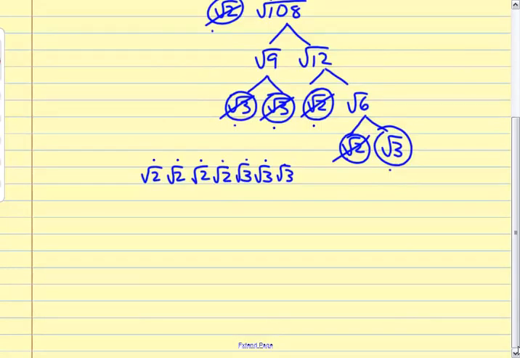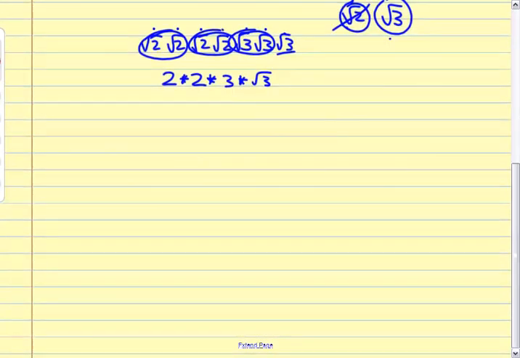Remember, a pair of square roots turns into the number underneath it. So that's 2 times, right? 2 times 3 times root 3. I don't have a pair for that one. Oh, that's all. 2 times 2 is 4, times 3 is 12, times the square root of 3. 12 times the square root of 3 equals the square root of 432. You can use your calculator and check it if you want, but I'm pretty sure it's right.